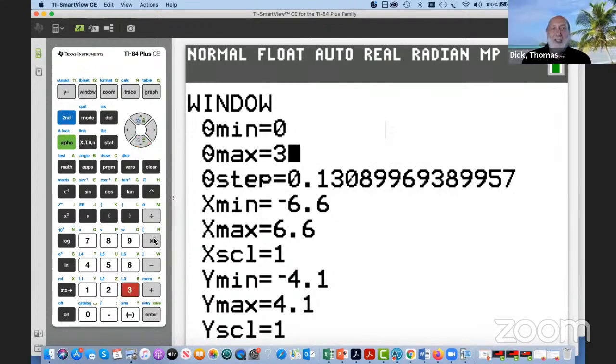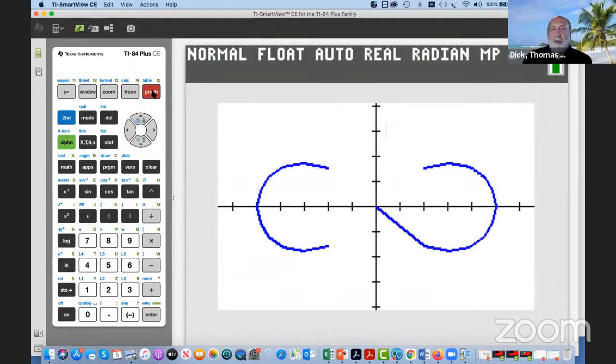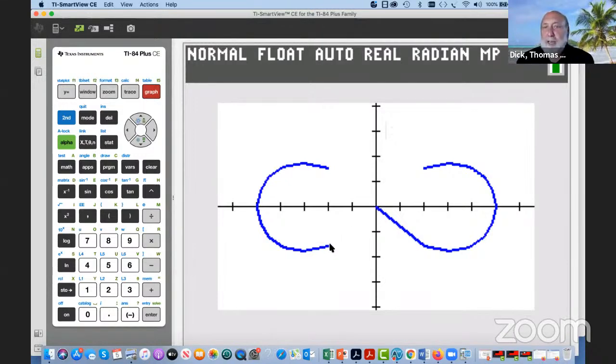Okay. I'm going to change it to 3 pi for my domain. And we do have a pi symbol here, and it will actually calculate that out. There we go. And let's go ahead and graph again. So there are these missing parts here that are kind of curious. So we might wonder what's happening there.